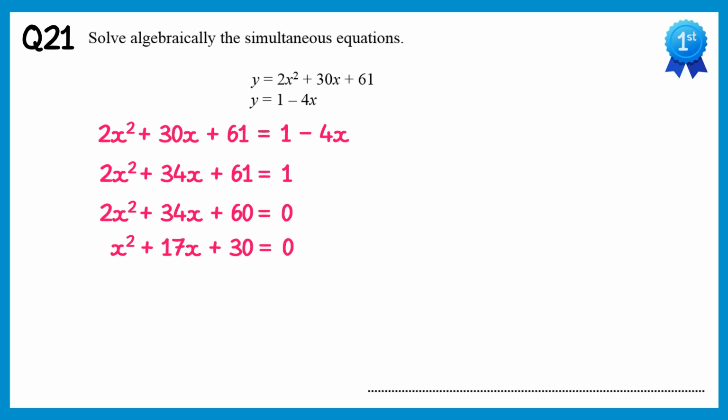You now have a quadratic that's quite easy to factorise. It's x plus 15 and x plus 2. This gives you two solutions for x, which is x equals negative 15 and x equals negative 2.